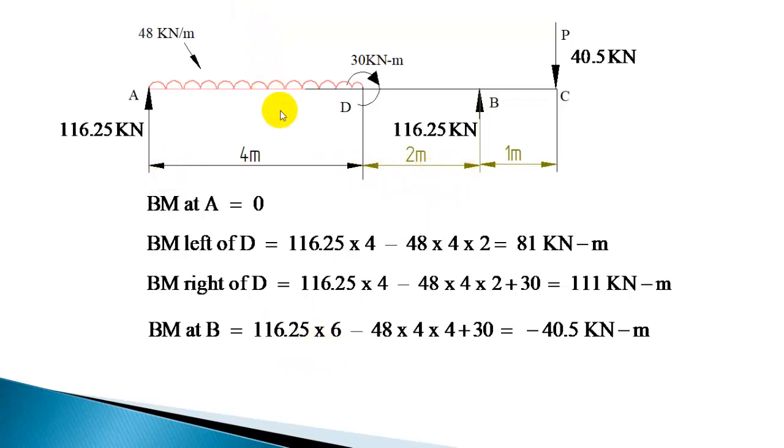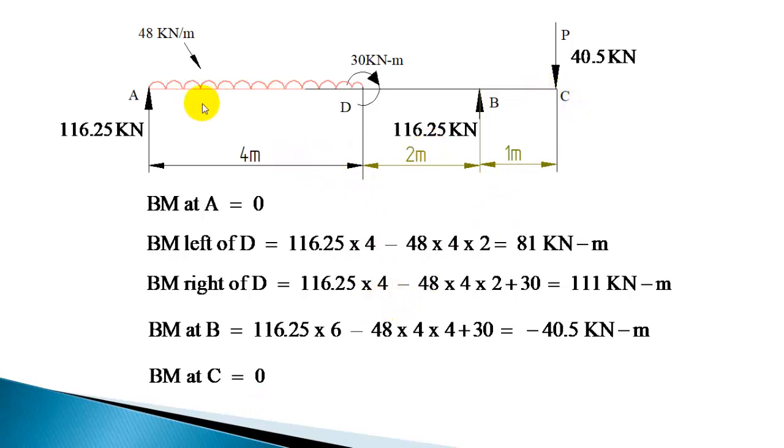48 into 4 into the distance, which is 2 plus 2, 4, plus the couple is 30. So that will give the bending moment as minus 40.5 kilonewton meter. And the bending moment at C has to be 0. No couple is acting there, so the bending moment at C has to be 0. So that completes the bending moment calculation.